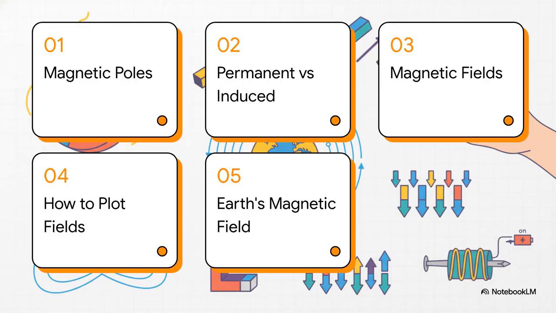So here's our game plan. Think of this as your examiner's checklist for magnetism. We're going to tick off magnetic poles, the difference between permanent and induced magnets, get our heads around magnetic fields, learn how to plot them, and finish up with the Earth's own magnetic field. By the end, you'll have everything covered.